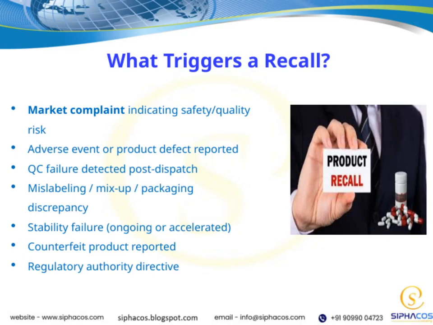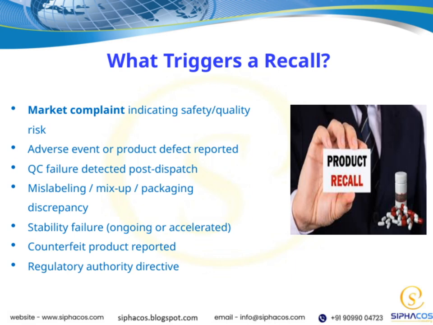So, what actually triggers a recall? Well, there are several key indicators that something's not right with a product. For example, if there's a market complaint indicating a safety or quality risk, that's a major red flag. Similarly, if an adverse event or a product defect is reported, it signals that the product may not be performing as expected or could be harmful. Another important trigger is a quality control failure detected after dispatch. That means something went wrong during manufacturing or packaging that wasn't caught earlier, but now has come to light.